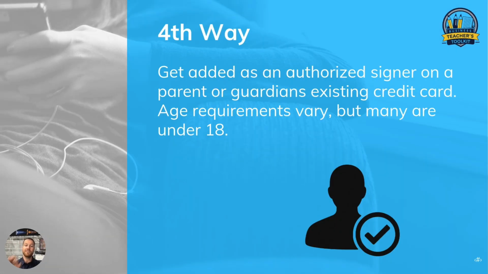And my fourth and final way, my favorite way, is if you have the ability, if your family has good credit, even before you are 18, oftentimes many credit card companies will allow you to be added as an authorized signer on a parent or guardian's existing credit card. Age requirements do vary per credit card, and sometimes you'll have to pay an annual fee in order to do it, but you could be younger and still have access to your parents' spending history and the ability for them every time they pay something off for it to help your credit score.